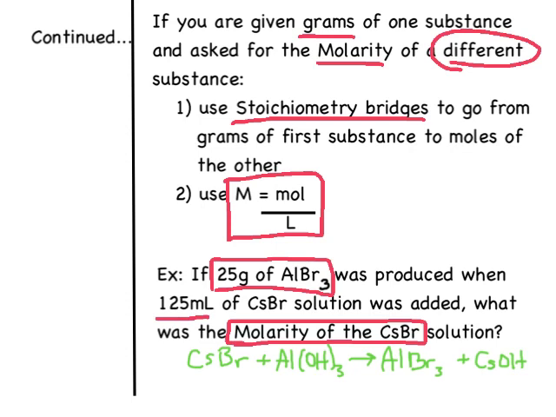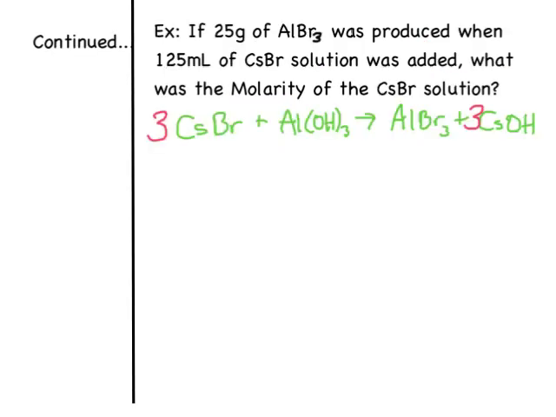Okay, so let's take a look. We've got the equation right here, so the first thing I want you guys to do is take a second, pause, and balance that equation. Okay, hopefully this is what you came up with to balance it, and so let's take a look at the stoichiometry that goes along with it. So again, the thing that we're given here is 25 grams of AlBr3. So the first thing we're going to do is change the grams of AlBr3 to moles of CsBr, because we can't get anywhere with molarity without knowing moles.